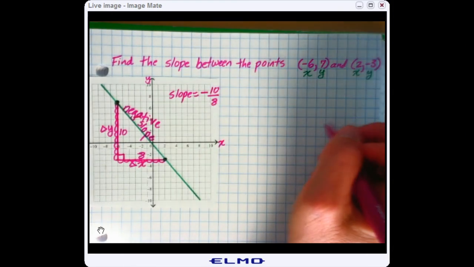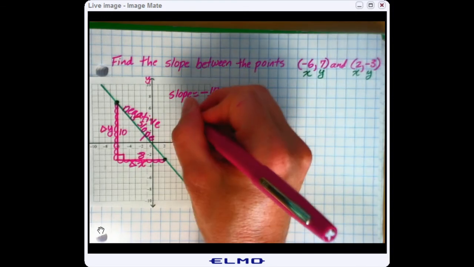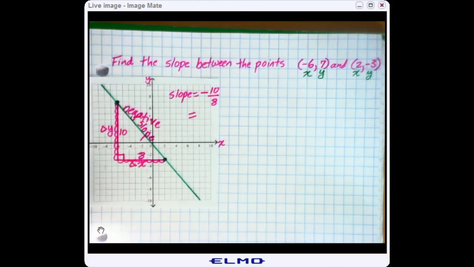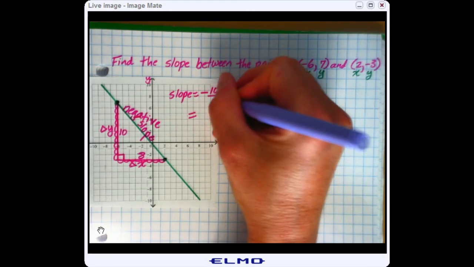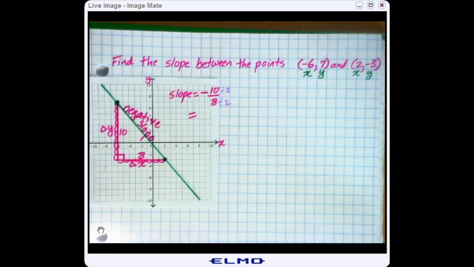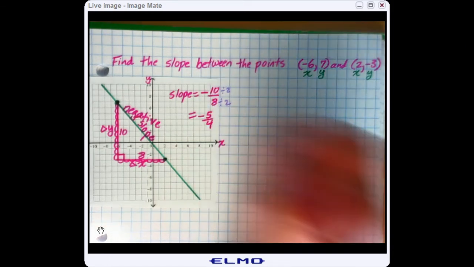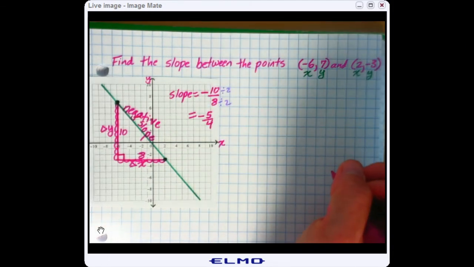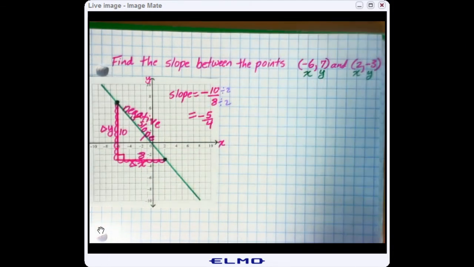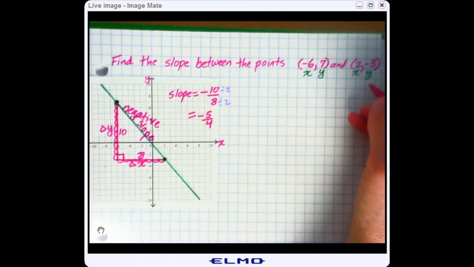And out of good habits, we should reduce our fractions. So I know 10 and 8 can both be divided by 2. So I'm going to go ahead and divide both of those by 2 and reduce my fraction. And I'm going to have a negative 5 over 4 as my final slope here once it's all reduced. Now, again, algebraically, I'm going to take my points.